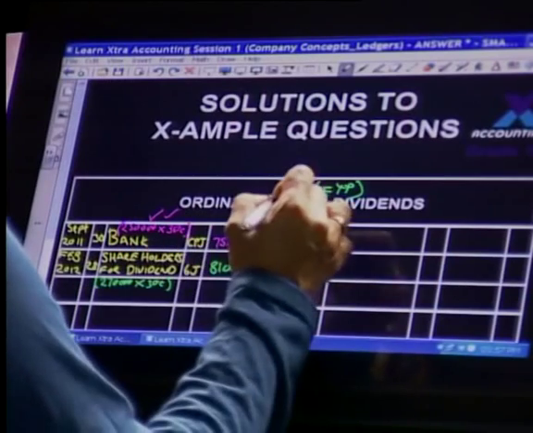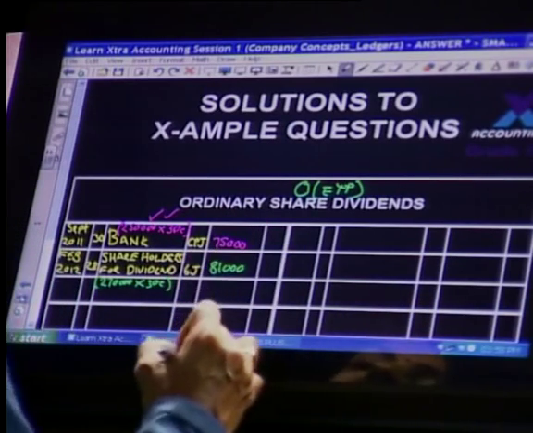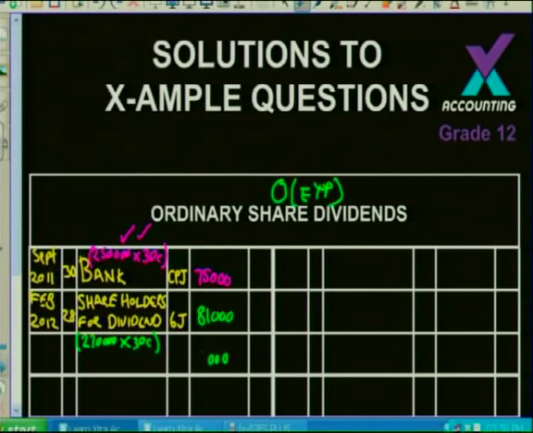Ordinary share dividends is owner's equity. In other words, it's an expense account. All expense accounts get closed off to the profit and loss account. However, ordinary share dividends is one of those special expense accounts that gets closed off to an account called appropriation. It gets closed off to your appropriation account. So I've got 75,000 plus my 81,000. So I am closing off an amount of 156,000.